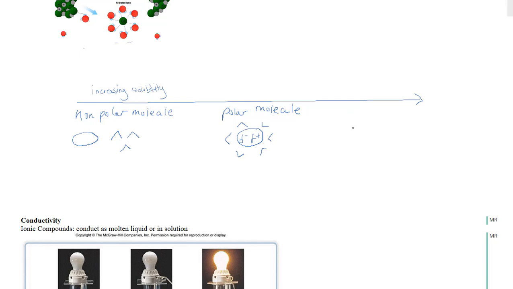We'll talk about how polar molecules will have a variety of levels of solubility, but for now, when we are given a polar molecule, we can predict that it's likely going to be at least somewhat soluble in water.